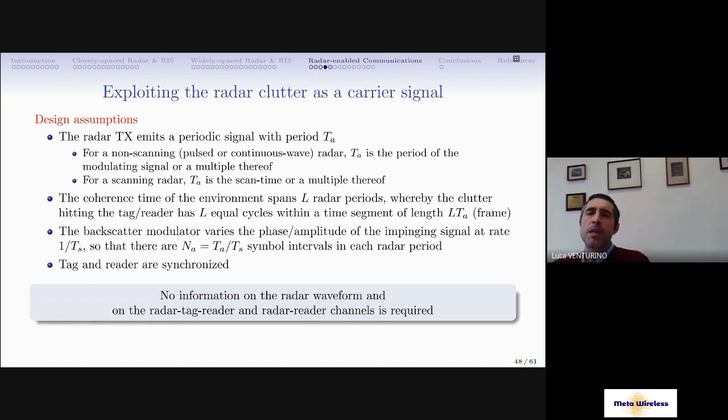The last assumption that we make is that tag and reader are synchronized among each other. We make no other assumptions, which means that in what follows, we have no information on the radar waveform, and also we have no information about the surrounding environment, which means that the radar-tag and tag-reader channels are unknown. The only information that we exploit is the fact that the coherence time of this channel is known and spans L radar periods. That's the only assumption that we are going to exploit later on.